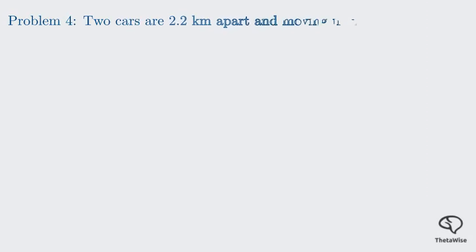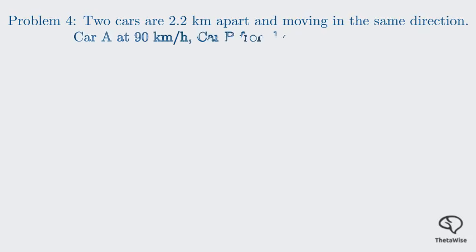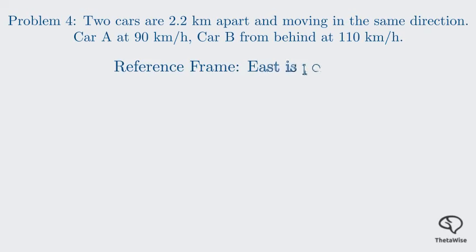Now let's tackle question 4. This one is similar, but the cars are moving in the same direction. The problem says, two cars are 2.2 kilometers apart and moving in the same direction. Car A is at 90 kilometers per hour, and car B is coming from behind at 110 kilometers per hour. Let's assume the direction they are moving is east and set east as our positive direction. Our reference frame is east is positive.